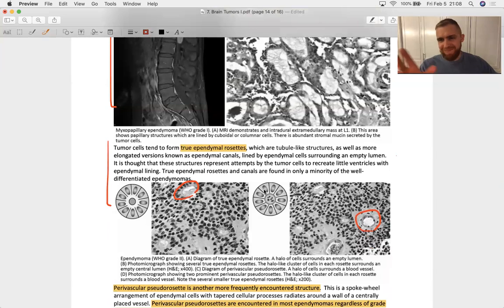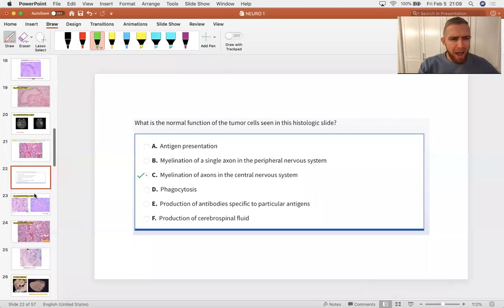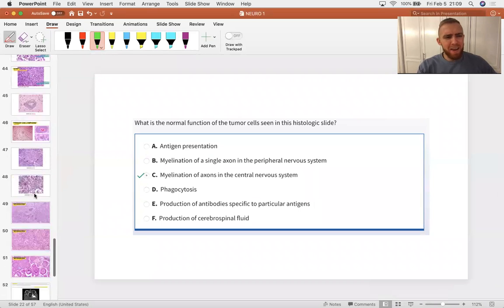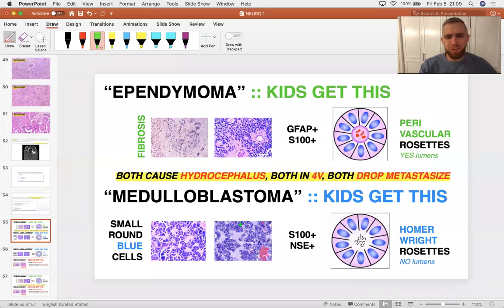But we're not done. Both the ependymoma and the medulloblastoma have rosettes. So I'm going to take a hard right now. I prepared a slide for this specific occasion talking about rosettes. I kid you not, I have seen the question.